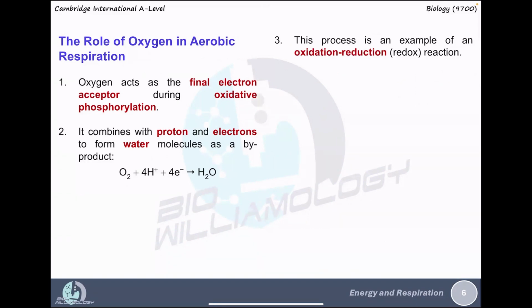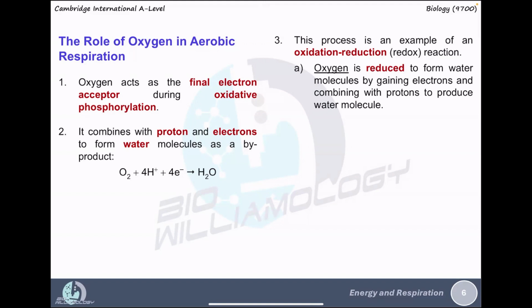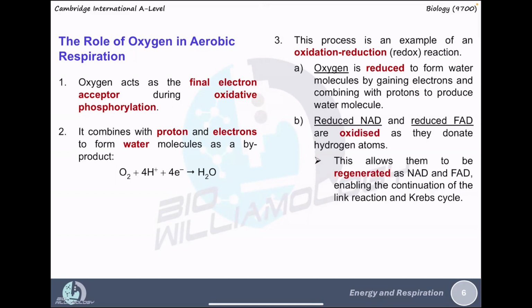So this process is an example of oxidation reduction reactions, or we call it a redox reaction. So oxygen is reduced to form water molecules by gaining the electrons and combining with the protons to produce water. On the other hand, reduced NAD and reduced FAD are oxidized as they donate hydrogen atoms. And this is very, very important because this oxidation allows the regeneration of NAD and FAD. So with sufficient NAD and FAD, the Krebs cycle and link reaction can continue.